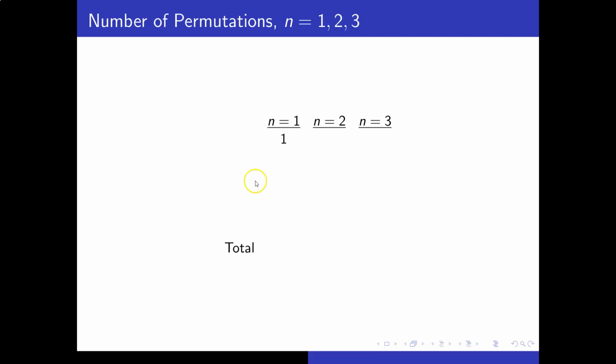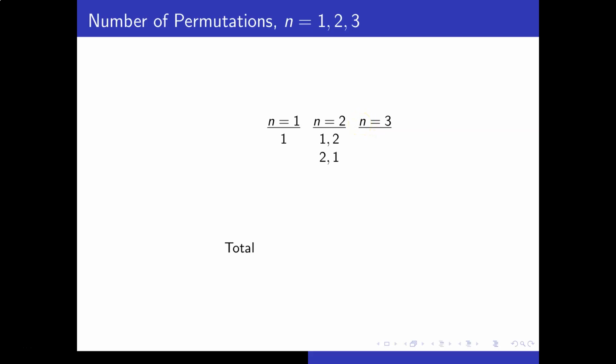Now if I want to look at permutations of two numbers, I need the numbers 1 and 2. Both numbers have to appear in the listing, and nothing gets repeated. There's really not many choices there either. I can start with 1 and then have 2, or I can start with 2 and then I have to have 1.